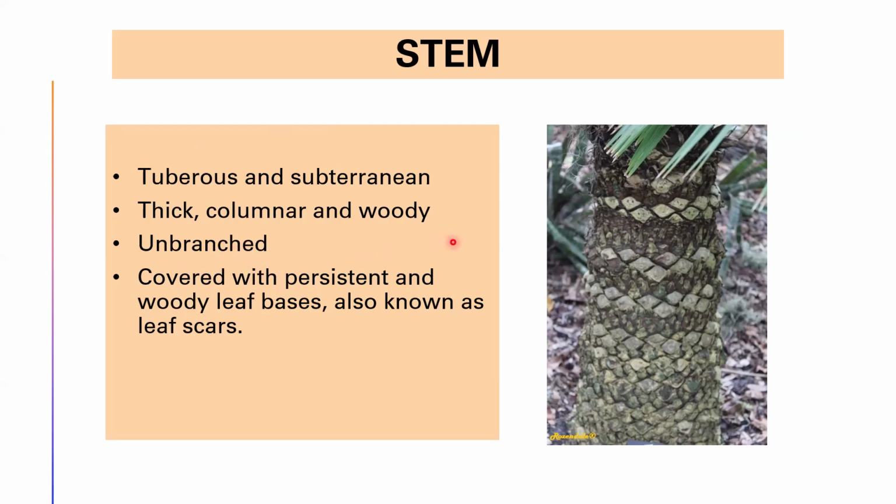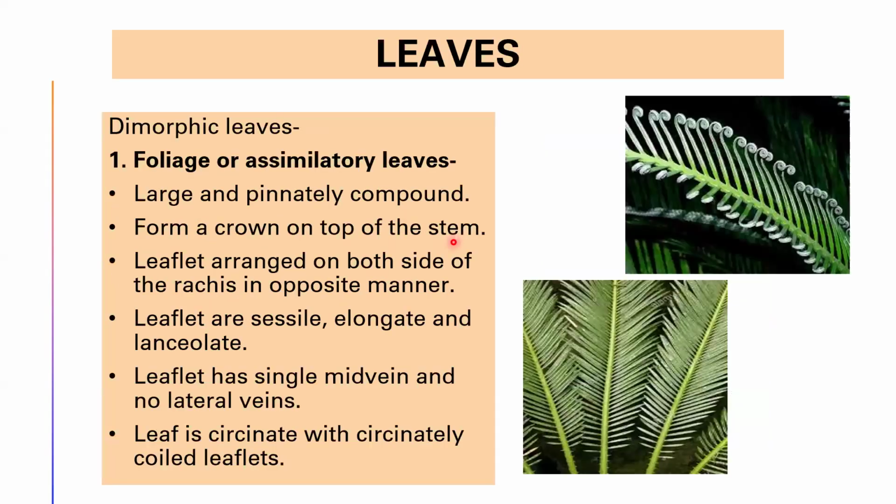It is thick, columnar, and woody in nature. Columnar means cylindrical. Woody means it has a woody nature and is thick in width. Now moving on to leaves. There are two types of leaves, as I told you, so Cycas shows dimorphic leaves. Dimorphic means two types of leaves.